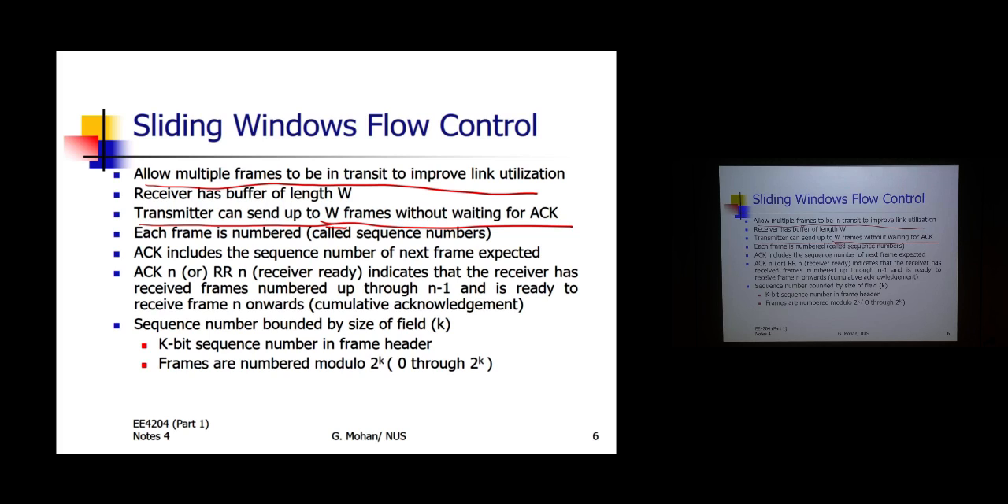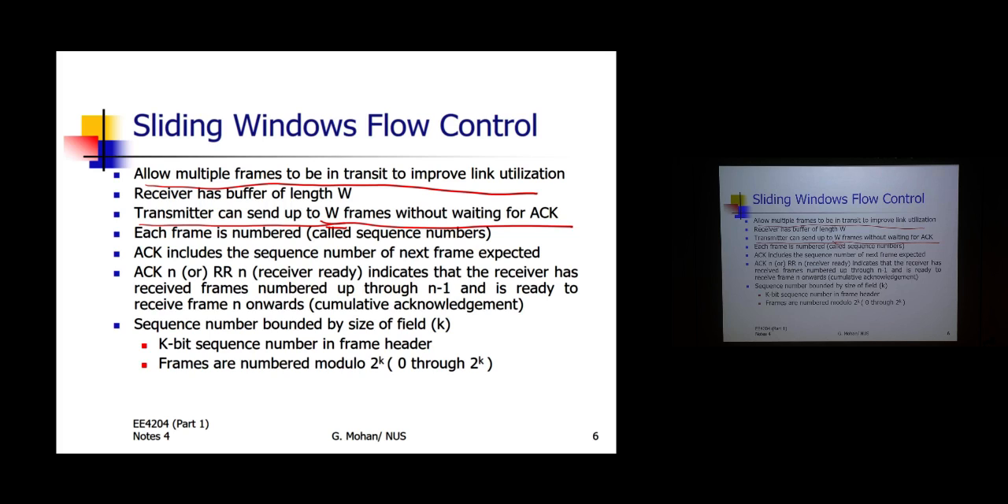Now, because it is allowed to transmit more than one frame without waiting for an acknowledgement, these frames need to be numbered. We should say frame 0, frame 1, frame 2, frame 3. Otherwise, when an acknowledgement comes back from the other side, the sender does not know which frame is acknowledged.